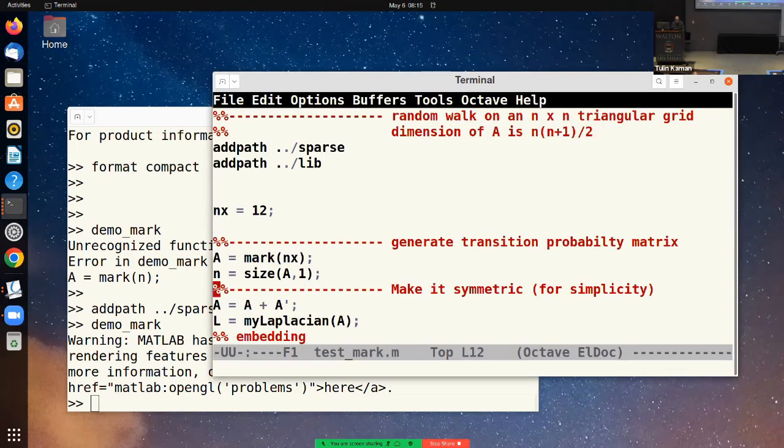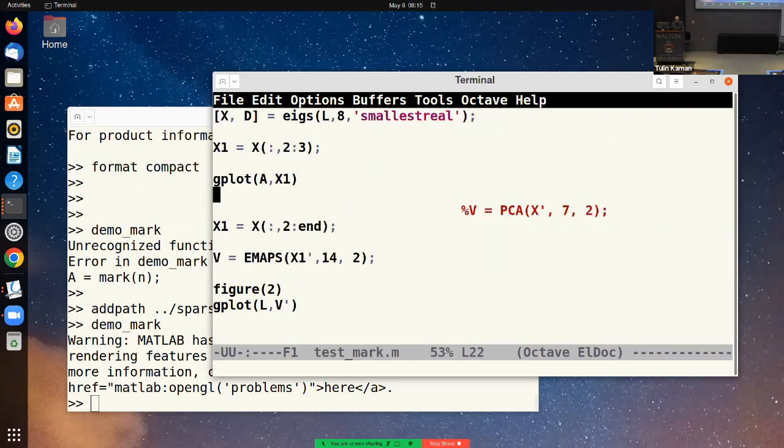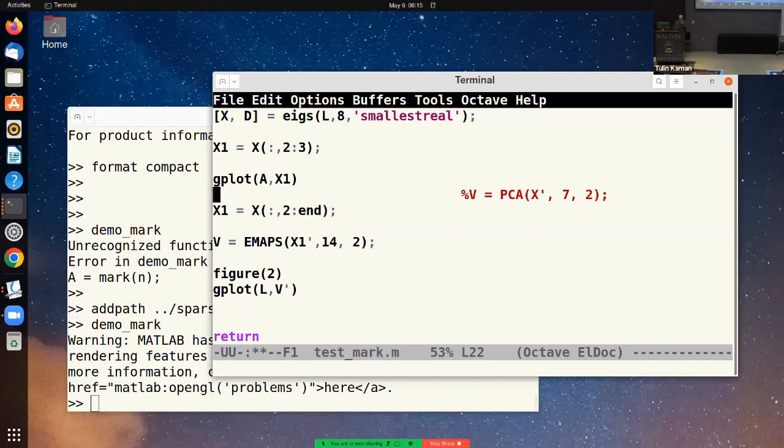So what I do is get my Laplacian, get the eigenvalues, and then look at the first two eigenvectors and do a plot of the matrix A with the coordinates x given by x1. If you use gplot, it plots a graph, it's not the same as the plot function of graph. Given coordinates, it will plot the links. So you have to give it coordinates and the matrix. And now this is eigenmaps with 14.